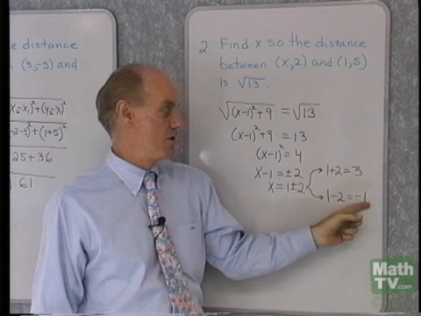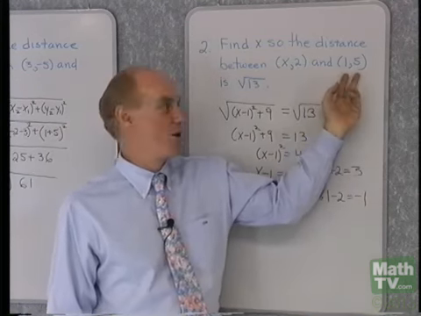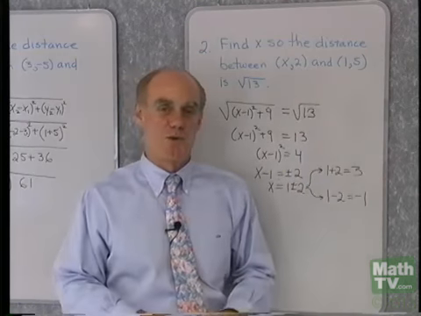So two possibilities here, 3 and negative 1, each of which will give me a point that is square root 13 units from the point 1, 5. Next, I want to work with the equation of a circle.